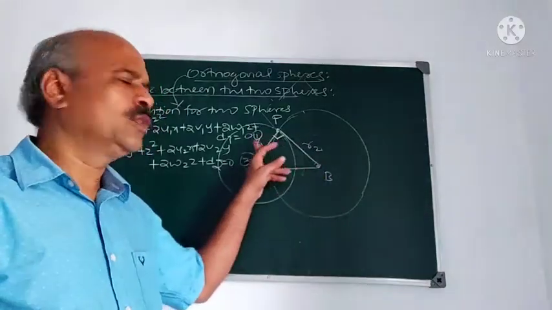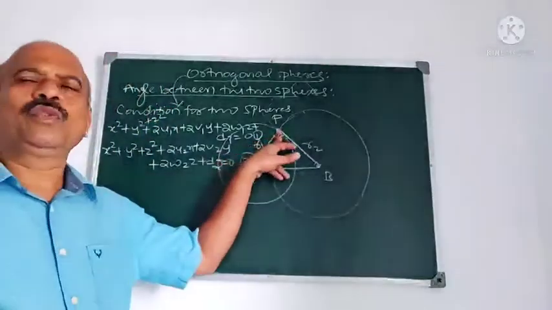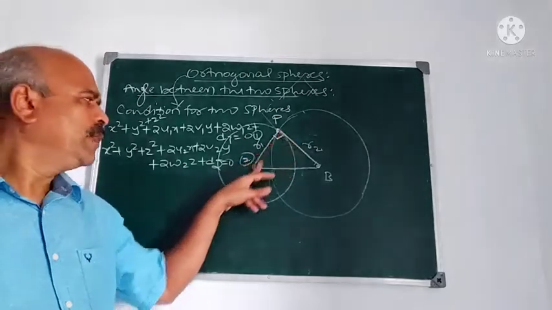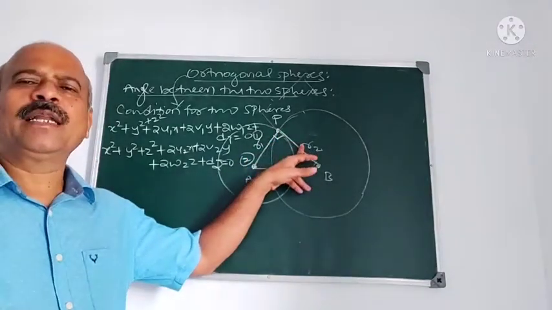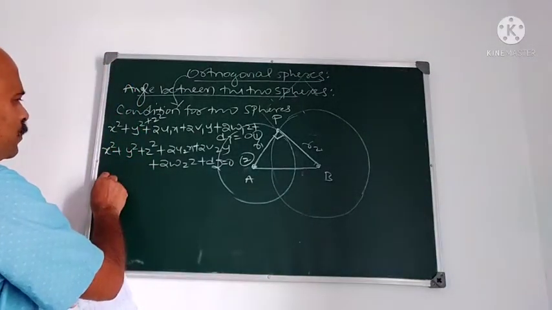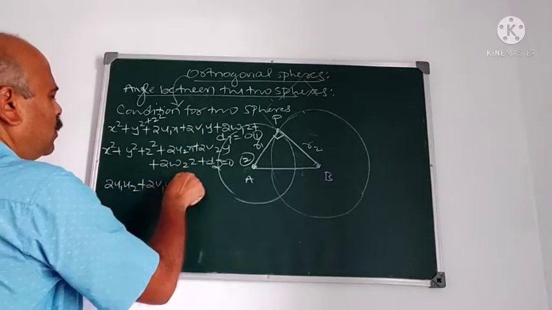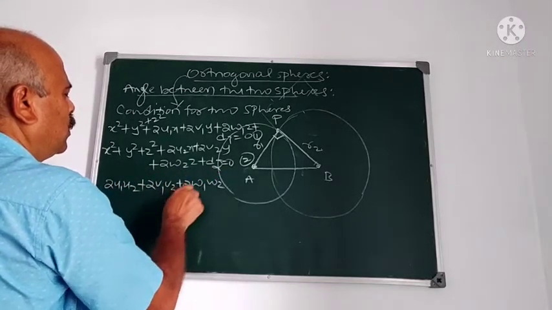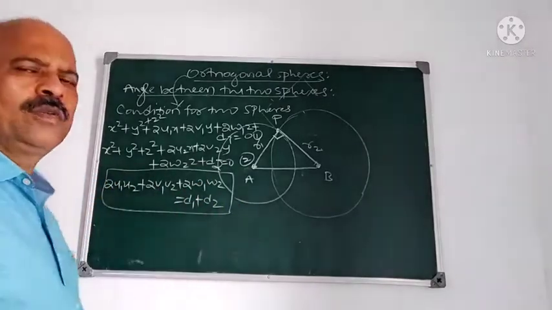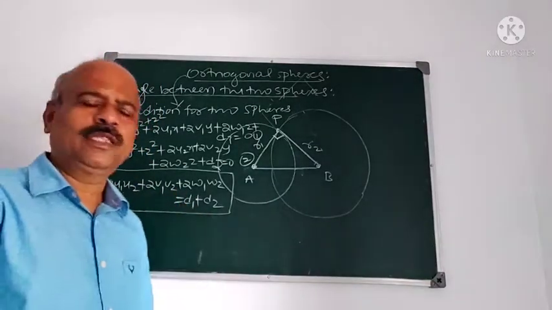Analytically, first we derive one condition. What is the condition for two spheres to intersect orthogonally? How to derive that one? If two spheres intersect orthogonally at the point of contact or intersection, the radii of the two spheres are perpendicular. Now, the condition is 2u1u2 + 2v1v2 + 2w1w2 = d1 + d2. This is the condition for two spheres to intersect orthogonally, and we derive this one.